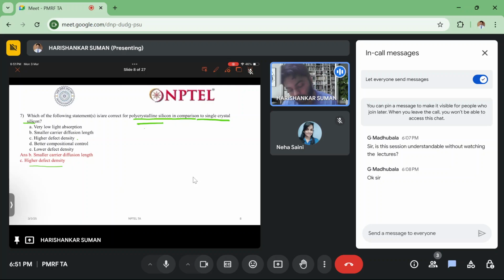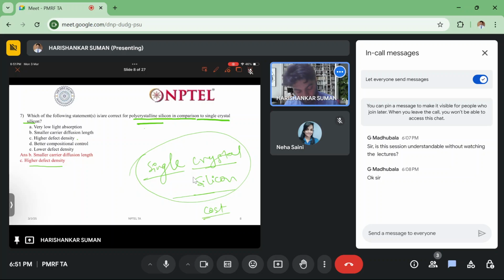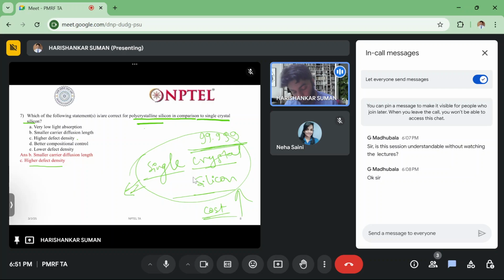And for optoelectronics, single crystal silicon cost is too high. Purity is 99.999. Used in chip design and other purposes for highly efficient, defect-free devices.